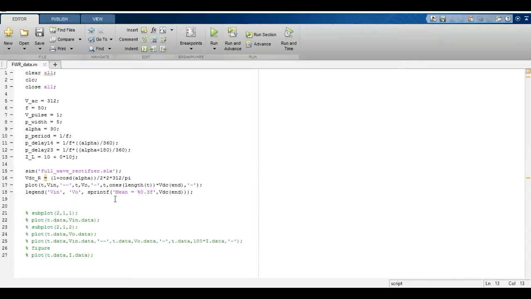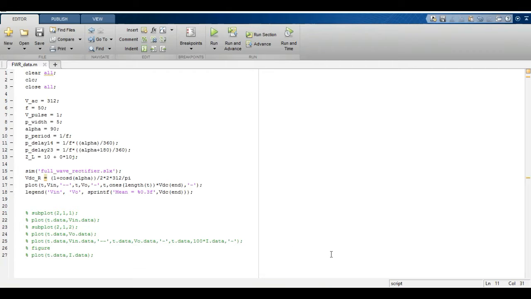There is a very short and simple code which I have written over here, and this is the input AC voltage, this is the specified frequency, this is the amplitude of the pulse, this is the width of the pulse, this is the firing angle, and this is the time period of the pulse. This is the delay which we have given to specify the angle alpha.